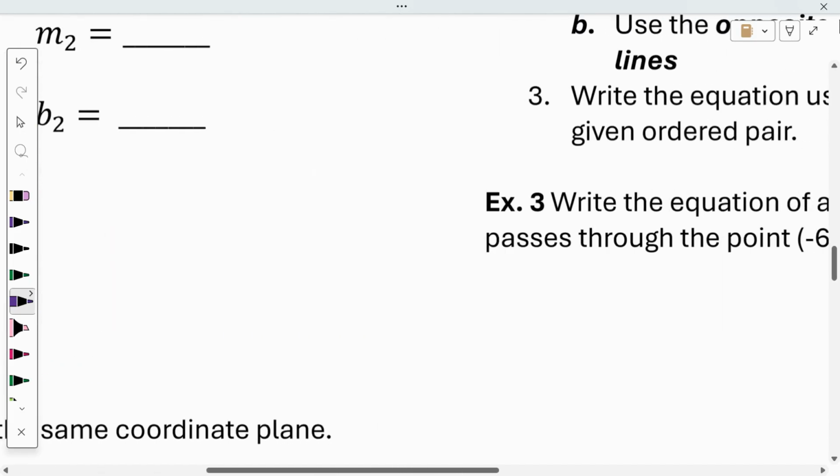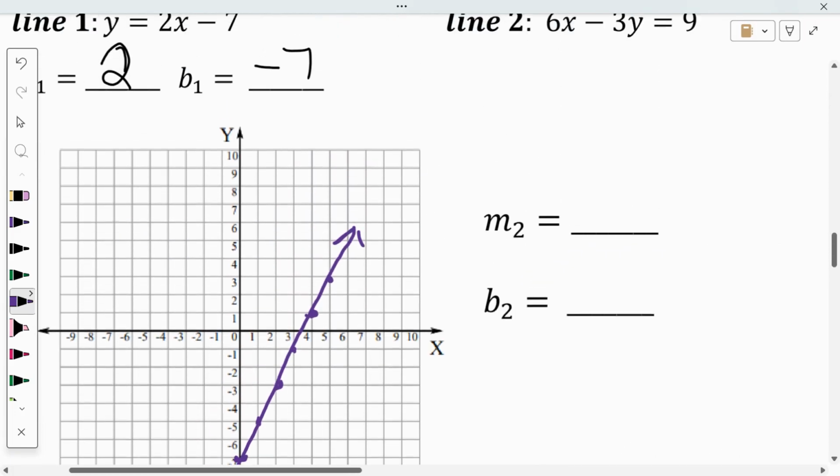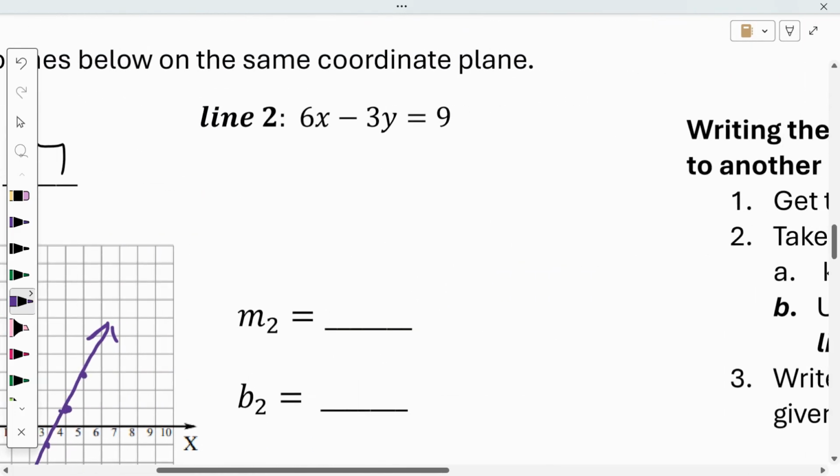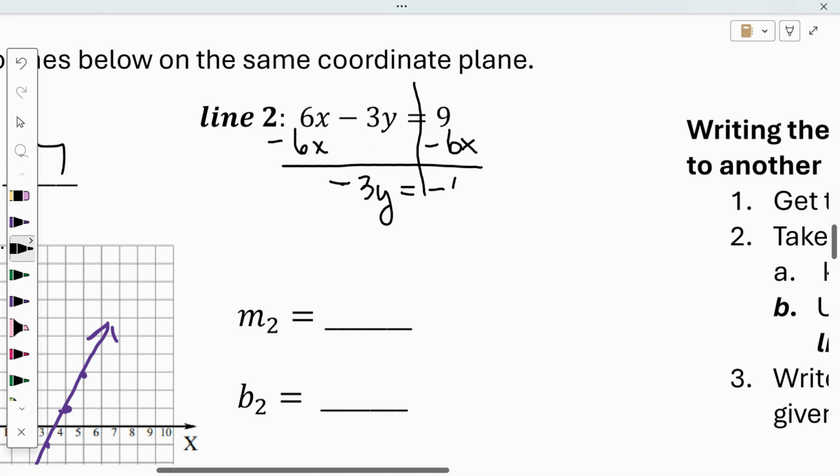Okay, now let's look at line 2. For line 2, this is written in standard form, so I have to solve for y. The first thing I need to do is subtract 6x from both sides. So 6x minus 6x is 0. So I have -3y equals -6x plus 9.